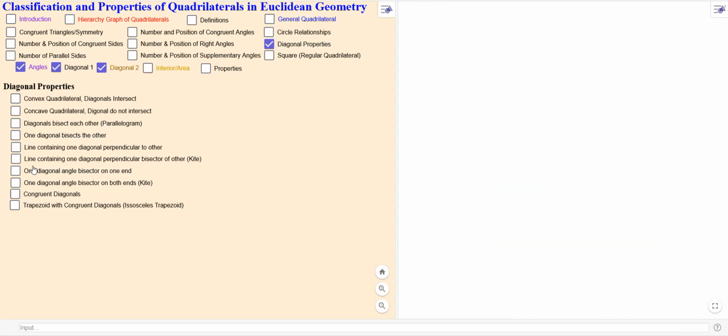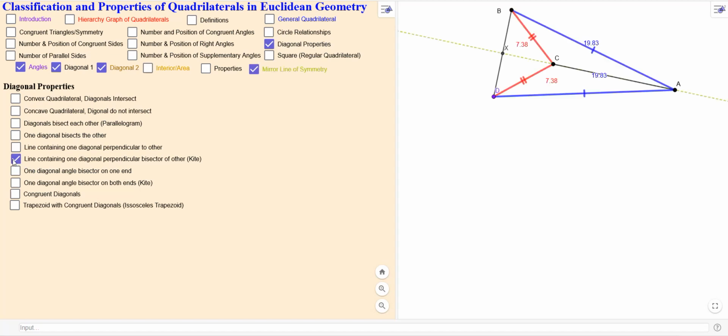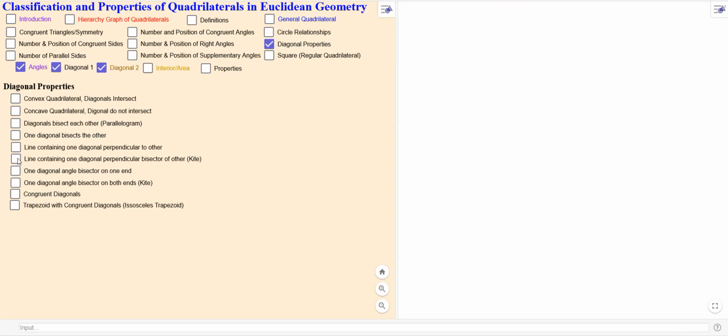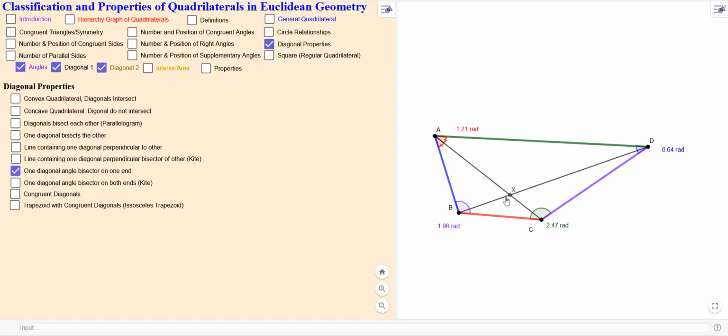What about the line containing one diagonal is a perpendicular bisector of the other? Well, that does turn out to be a kite. You can show that if this line containing A and C is a perpendicular bisector of BD, then this turns out to be a kite. So I'll leave that proof to you. So a quadrilateral is a kite if and only if the line containing one diagonal is a perpendicular bisector of the other. Here I'm just saying it has to happen for one of the diagonals being a perpendicular bisector of the other.